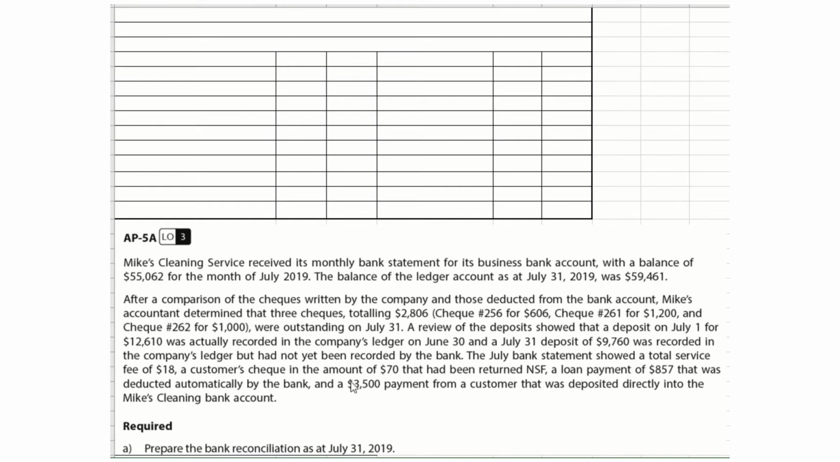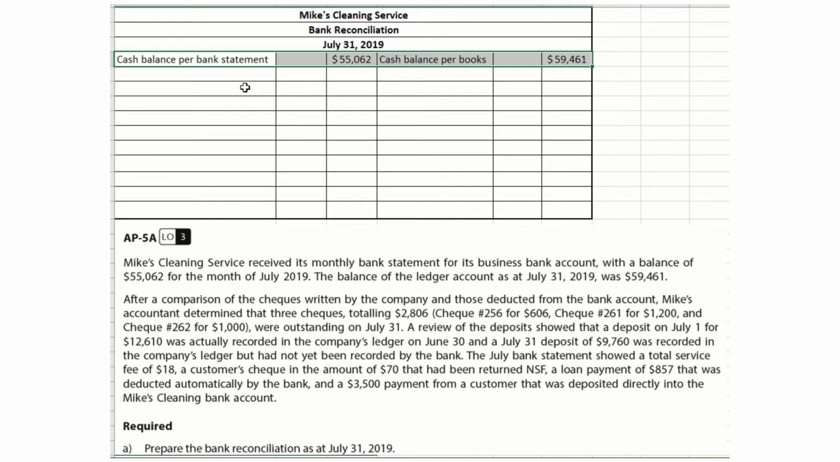So the first step in this question is we're asked to create the bank reconciliation as at July 31st. So just like our regular financial statements, our headings start first, our company name. This is a bank rec as of July 31st, 2019. And you want to set up your reconciliation left side, right side.